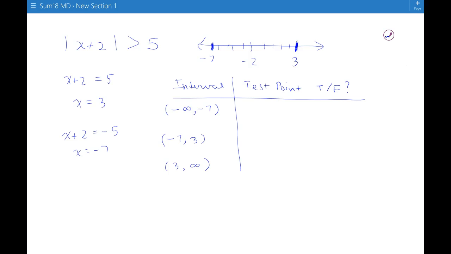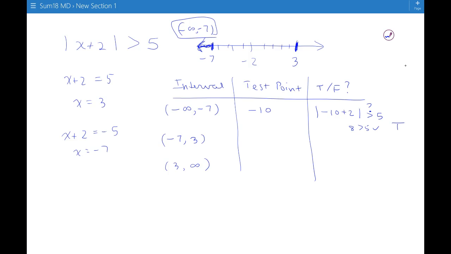So then for test points, I find that 10s are easy for students to do mental math with, so I would probably pick -10 for my test point, and I would say let's plug this into the given inequality and see, is this true? So I'm asking this as a question. So -10 plus 2 is -8, the absolute value is 8, which is greater than 5, so it's true. So I want this interval -∞ to -7 as part of the solution set.